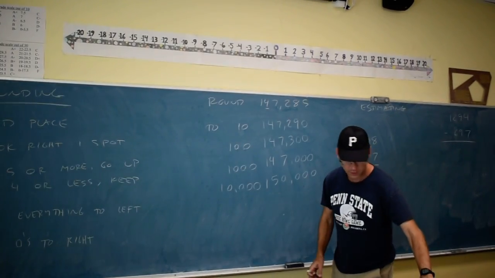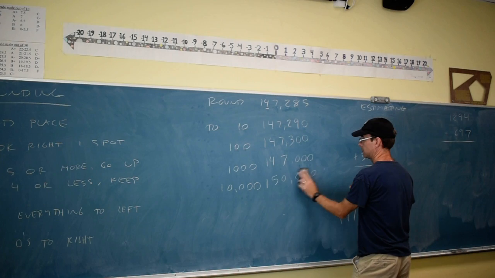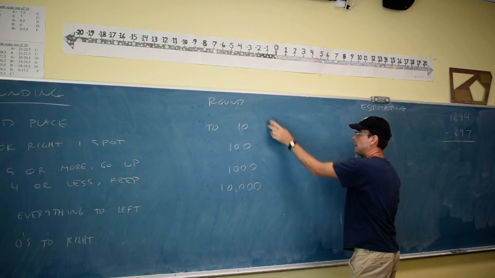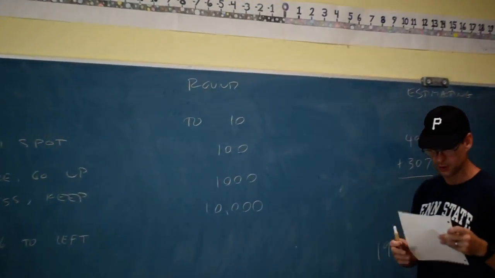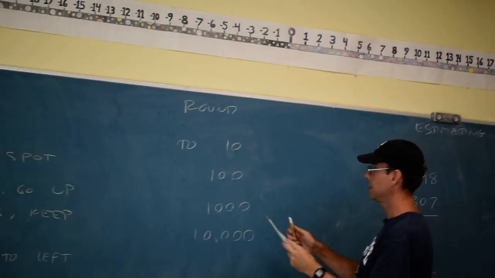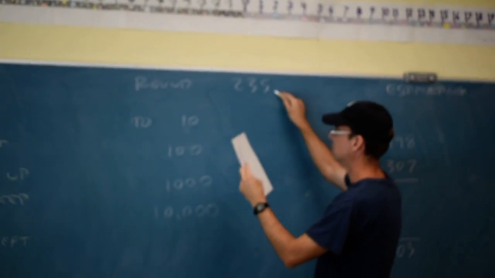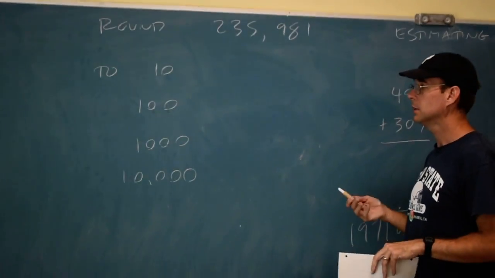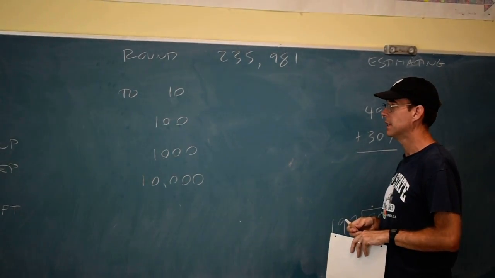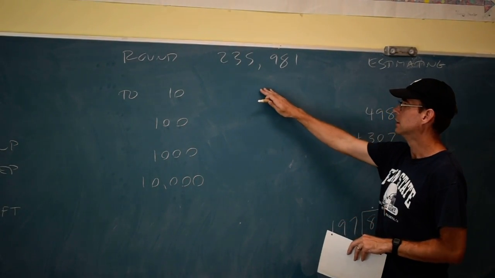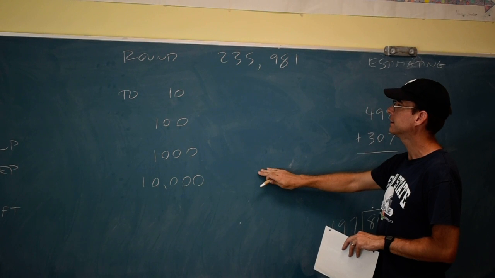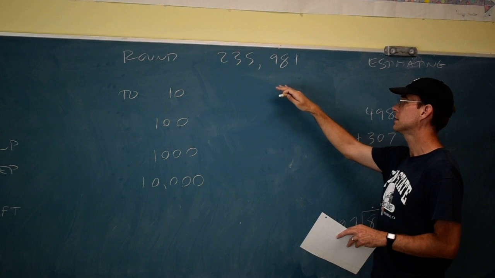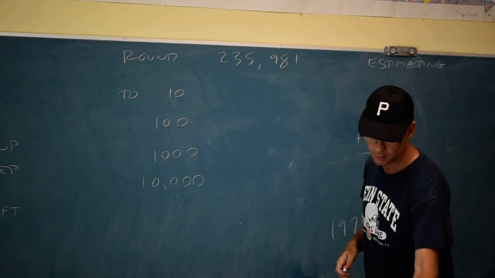I'll throw up a new number. And then you can pause and do the same thing that you just did. So if I go 235,981, grab a scrap of paper, take 30 seconds, a minute, 2 minutes, 10 minutes, whatever it takes. Try to round these without the explanation. And then when you come back, hit the unpause and we'll crash through a bunch of answers.